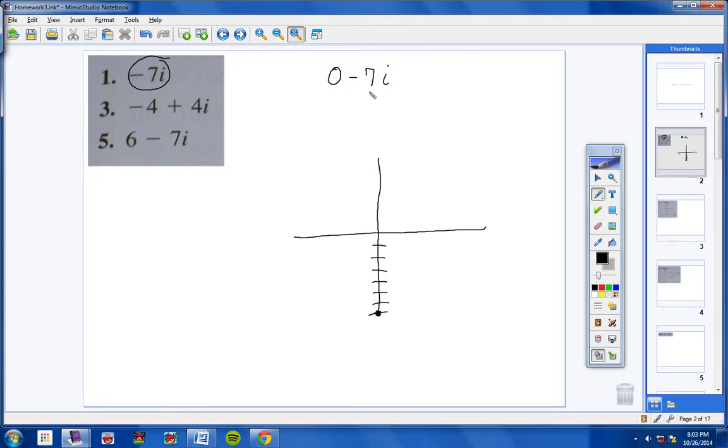Now let's find the absolute value. Remember, it's the square root of: square this number here, 0. Square this number here, 49, add the two numbers together, and then take the square root of that number, and you will get 7. So the absolute value of this complex number is 7. And by the way, students, that makes total sense, because think about how long this line would be right here. If I drew a line, it would be 7 units. Makes total sense, okay?